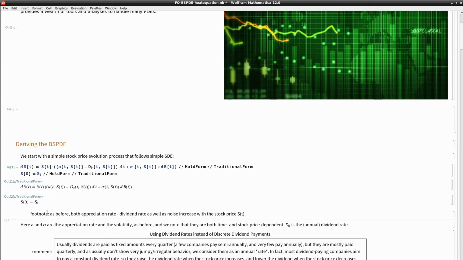So here we have the appreciation rate and sigma as the appreciation rate and the volatility. This is as before, and we note that here they're both time and stock price dependent, right? You see that A depends on t and S(t), and so does D0. The dividend rate also depends on time and the stock price at point t. And also sigma depends on t and the stock price S(t). As I said, D0 is the annual dividend rate, and I need to spend a few moments on explaining why we're using a dividend rate here.